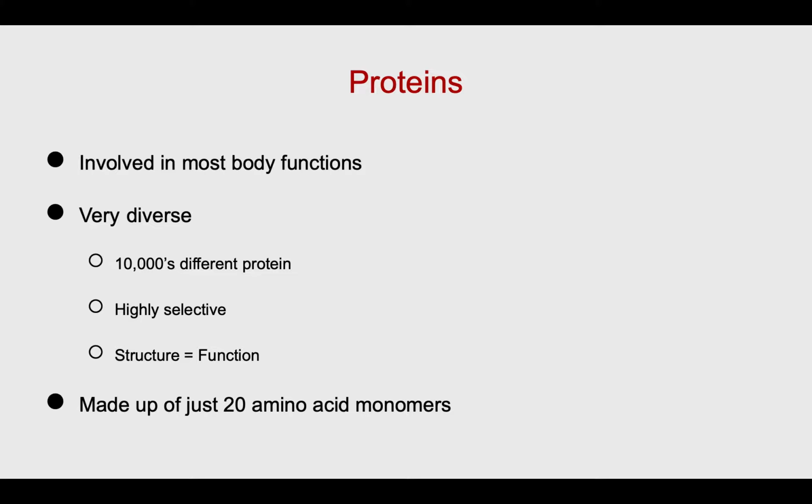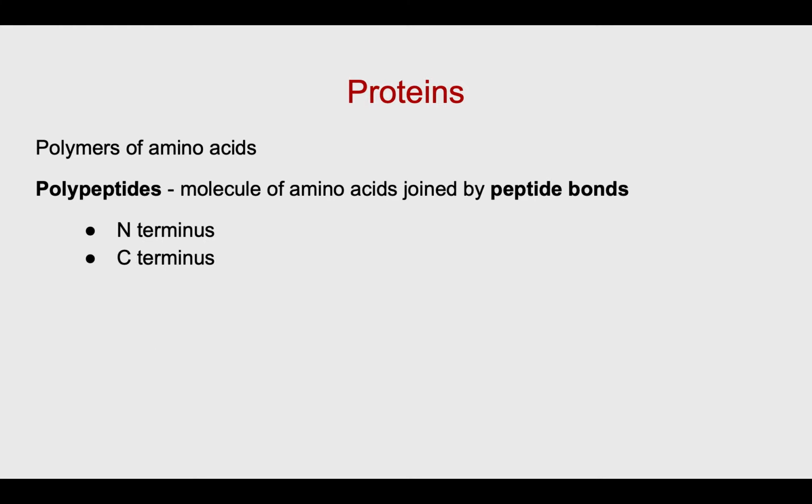They're made up of 20 amino acid monomers. If we put those amino acids together, we get a polymer, and when we talk about amino acid polymers, we refer to these as polypeptides. Those are molecules of amino acids joined together by peptide bonds.